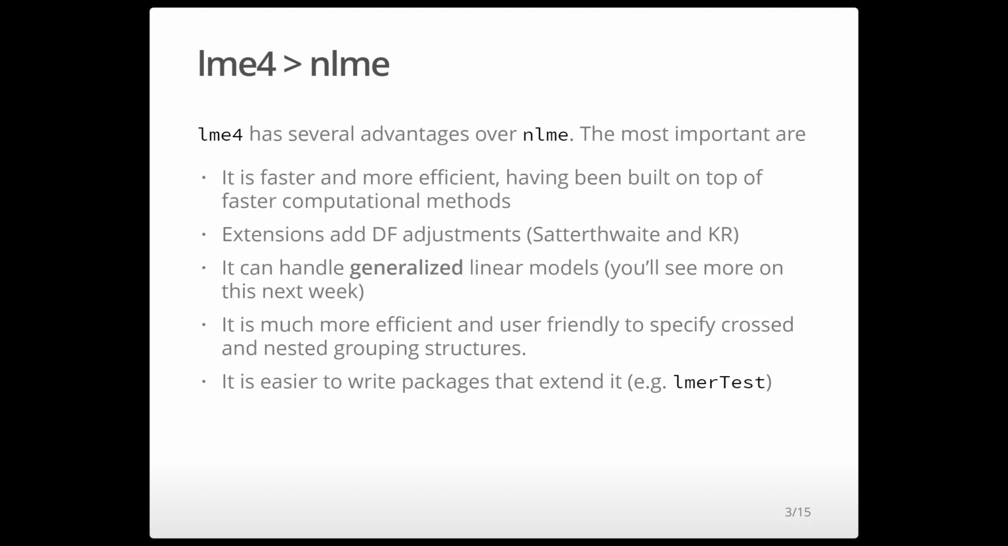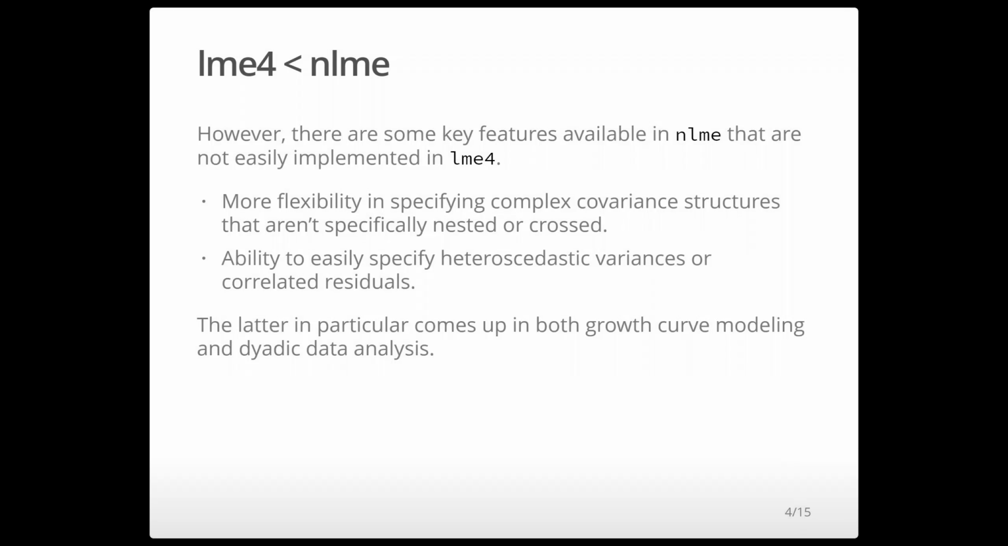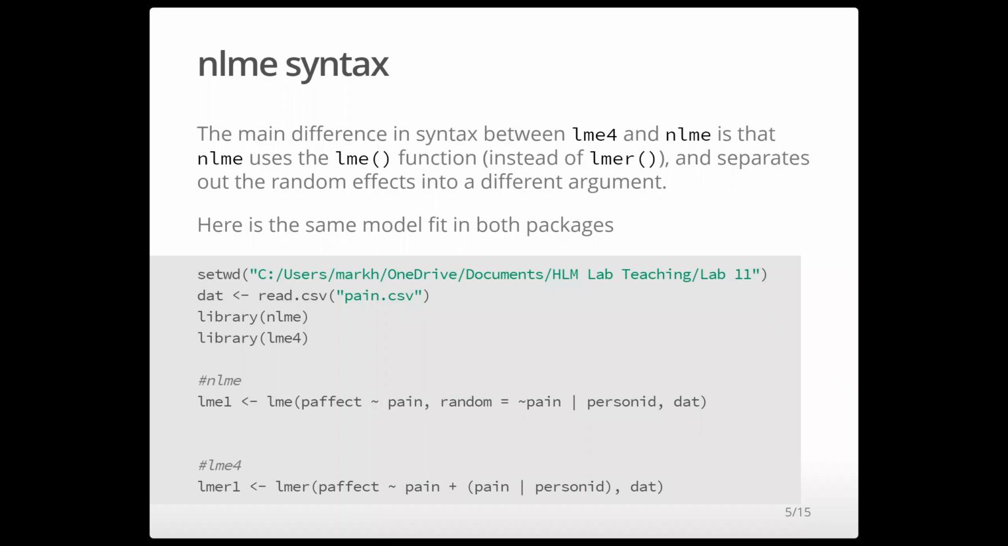It's also just more ubiquitous and more common. So we figured it would be better to teach lme4 than nlme because you're more likely to see it when you're looking at other people's code. However, there are a couple of features in nlme that are not available in lme4. These typically have to do with specifying complex covariance structures that aren't specifically nested or crossed. And this includes the ability to specify heterogeneous variances or correlated residuals. So this is important in growth curve modeling, as we will talk about in a moment.